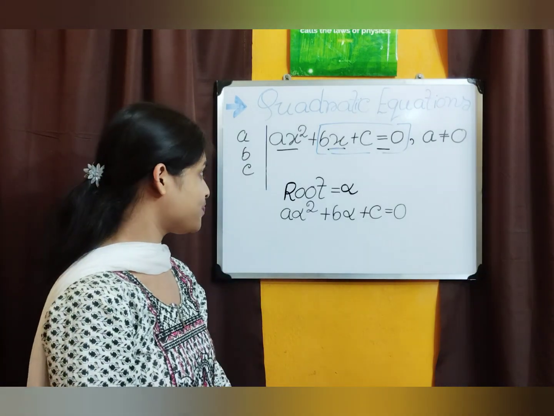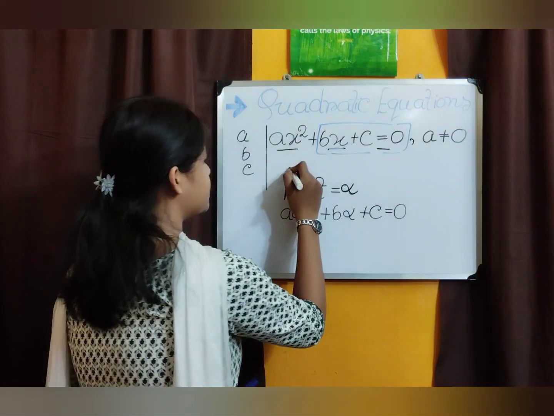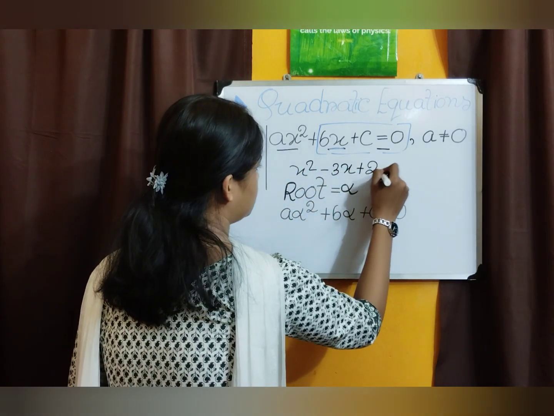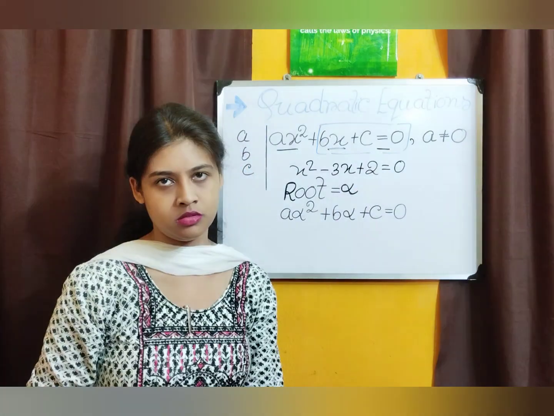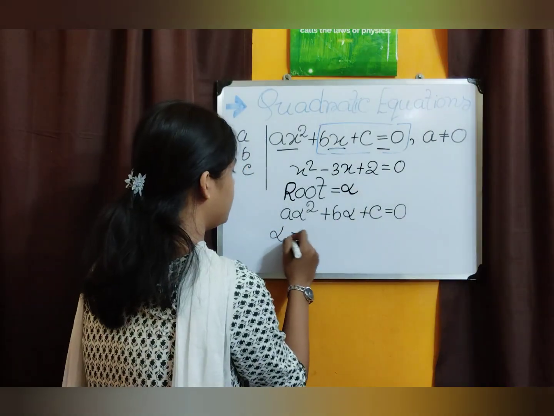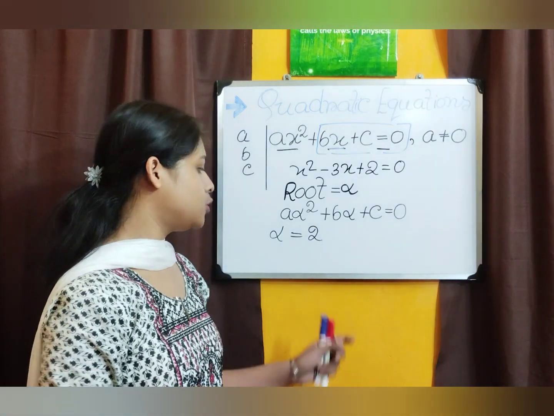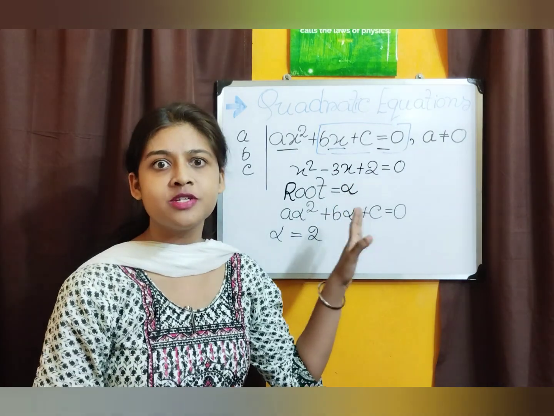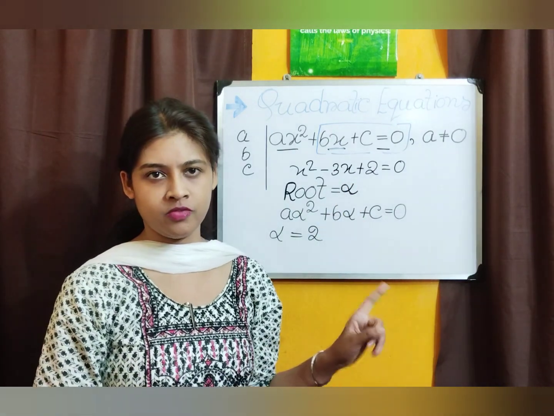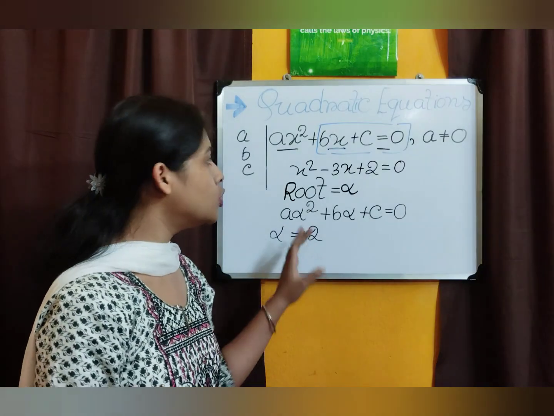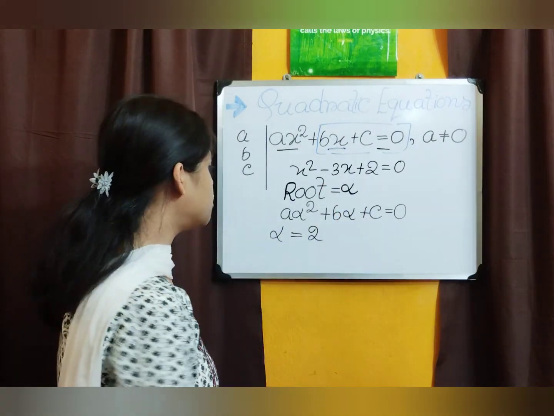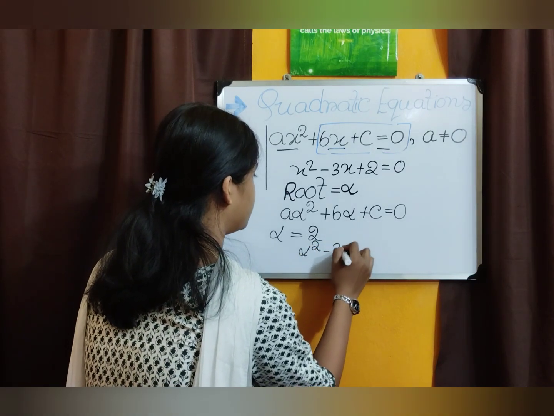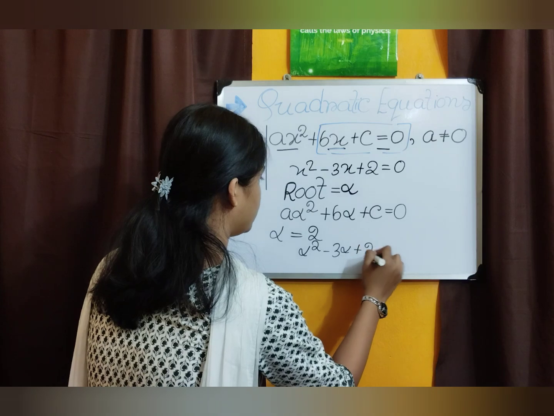So take a real case. Take an example. X square minus 3x plus 2 equal to 0. This is our example. And let's take the root, that is alpha, to be 2. Then if 2 is truly the root of the equation x square minus 3x plus 2 equal to 0, what do we need? We need 2 to satisfy the equation. So let's put it as alpha square minus 3 alpha plus 2 equal to 0.